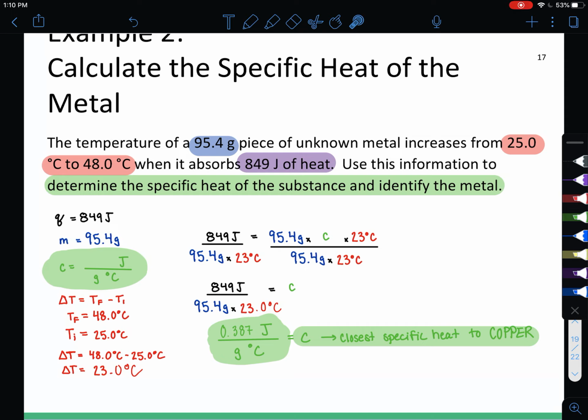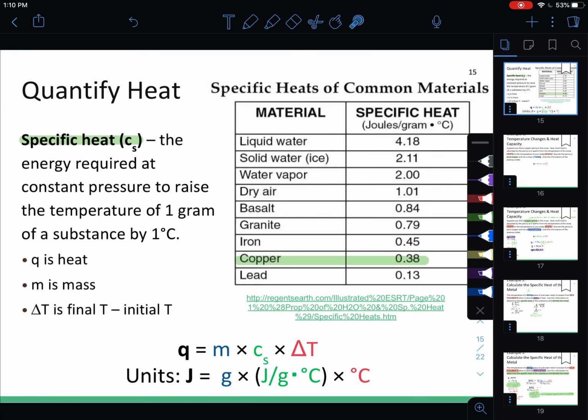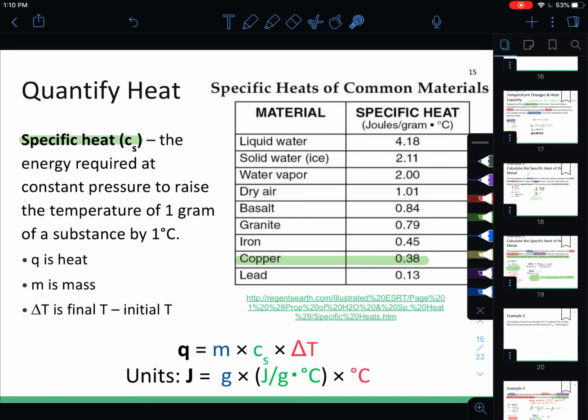All right, and then the last step of this, identifying the metal. Now that we have the specific heat, how we identify the metal is by looking back at the specific heat table a couple of slides ago. So I'm going to flip to that. And it just so happened that it ended up being copper again. And you guys will never need to memorize this whole table. If you guys are ever asked to do a question like any of the last two that we've solved, you'll be provided either the specific heat within the problem, or you'll be given a table that you will need to reference.